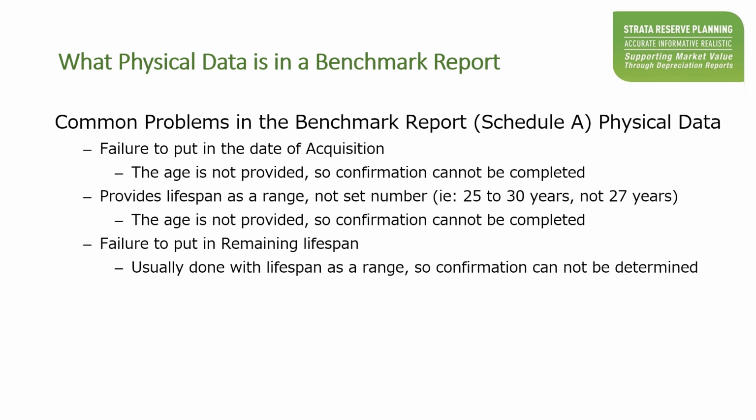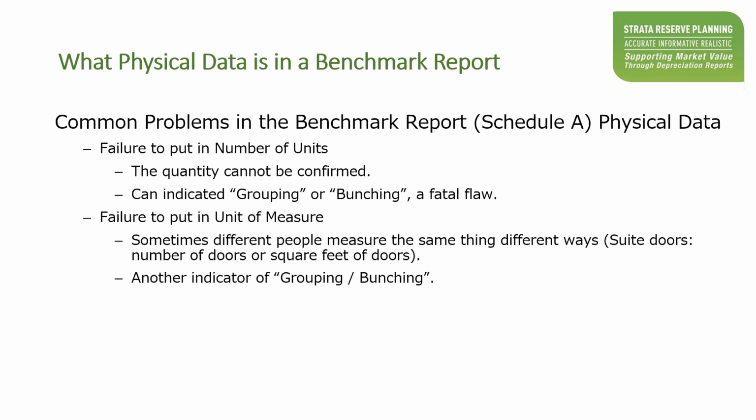Failure to put in remaining lifespan. This is usually done in lifespan as a range. So again, confirmation cannot be completed. This is one of the big tasks of the Strata Council when they get the report, as we'll discuss earlier in the draft meeting, is to confirm all this data. Then sometimes we get a negative remaining lifespan. This is a result of not doing condition analysis and just letting the computer run. Negative numbers are not allowed in a depreciation report.